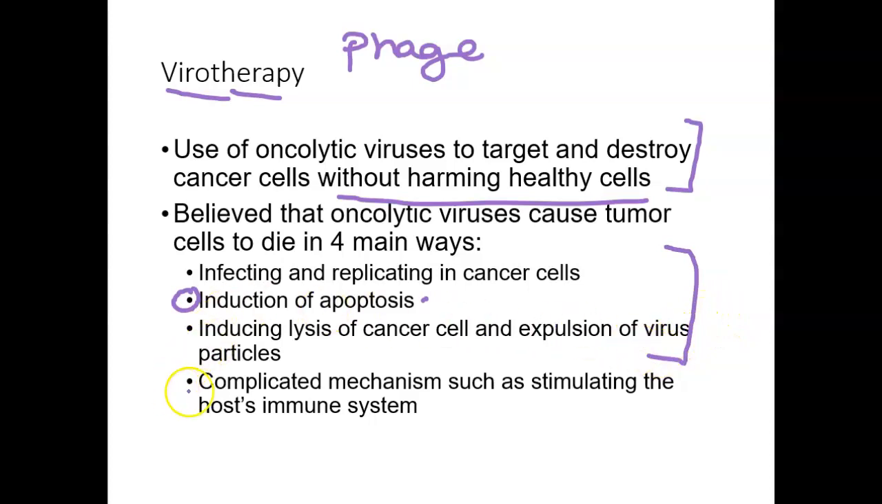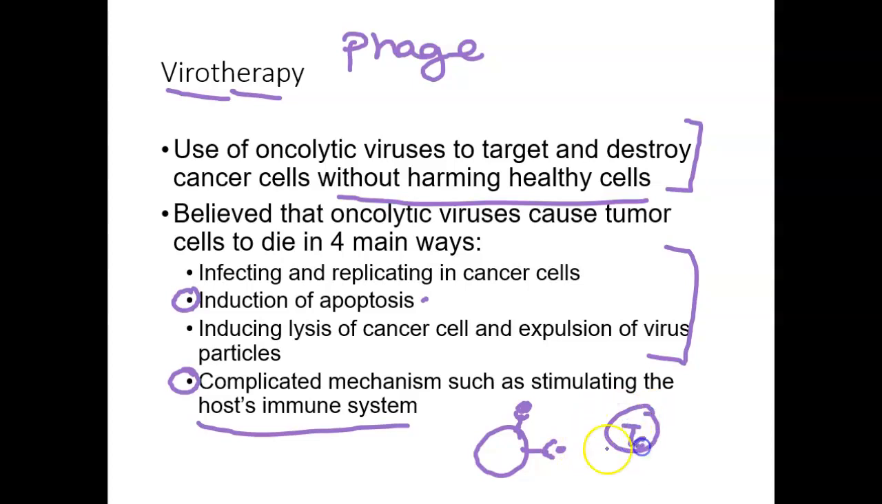And then this one is slightly more complicated. Here you are having the virus replicate in the cancer cells, and then that attracts the host's immune system. So the cancer cell is going to display the virus on its surface, on MHC1, for example, and then a cytotoxic T cell can come along and recognize that and then kill the tumor cell, for example.